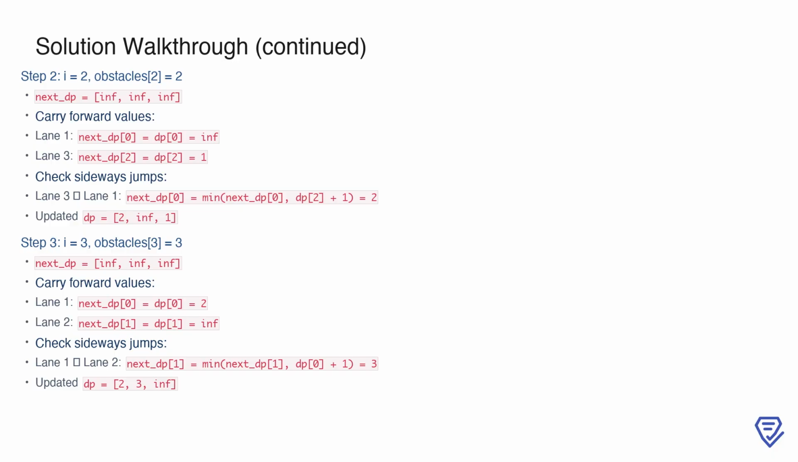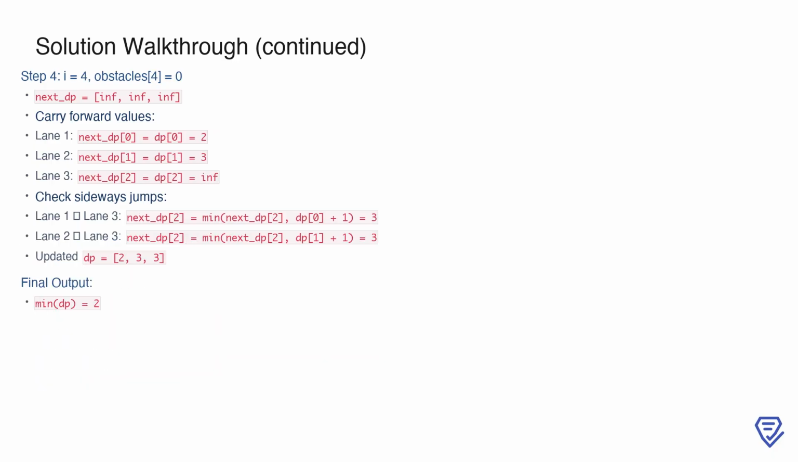At position 3, the obstacle is in lane 3. For the obstacle-free lanes, we carry forward the values. Lane 1 retains the value 2, and lane 2 retains the value infinity. Next, we calculate sideways jumps. From lane 1 to lane 2, the cost becomes 3. After updating, DP is 2, 3, infinity.